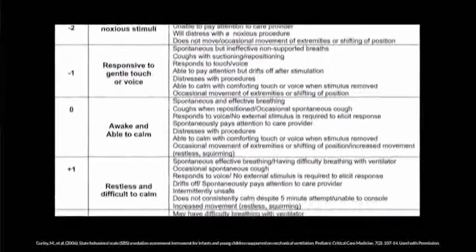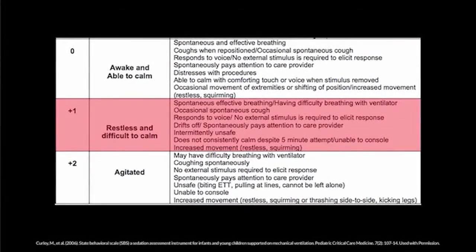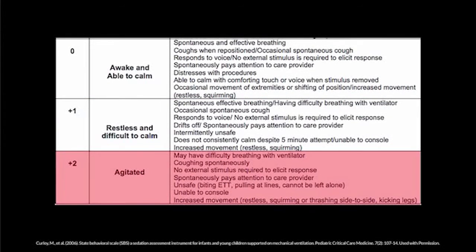Then a +1 would be a patient who's somewhat agitated. Again, to facilitate safety, you necessarily wouldn't want the patient to be a +1 all the time. That would probably be a time that you would want to respond to the patient by giving them more medication or some other intervention to calm them down. And a +2 would be a patient who's very agitated, and again, you wouldn't want to have the patient in that state.